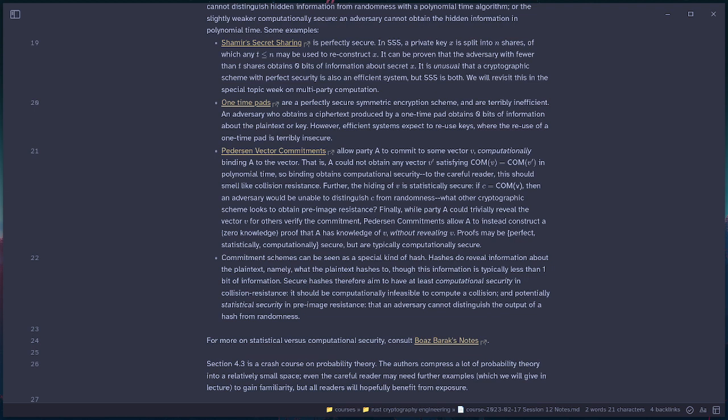But in this particular case, it would be a much weaker claim to say that it was computationally secure than to say it was statistically secure. So we might expect our hash function to be statistically secure.